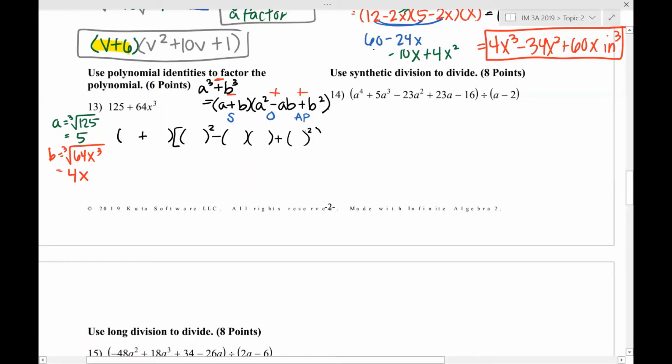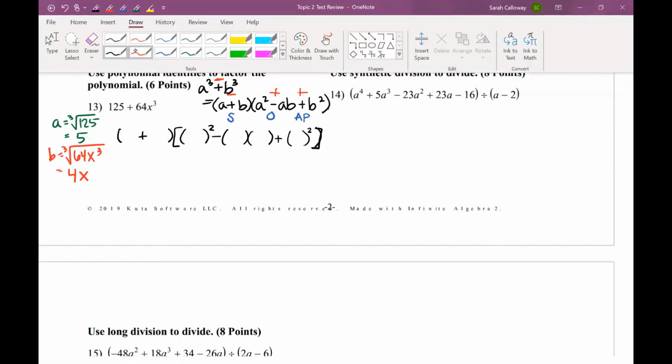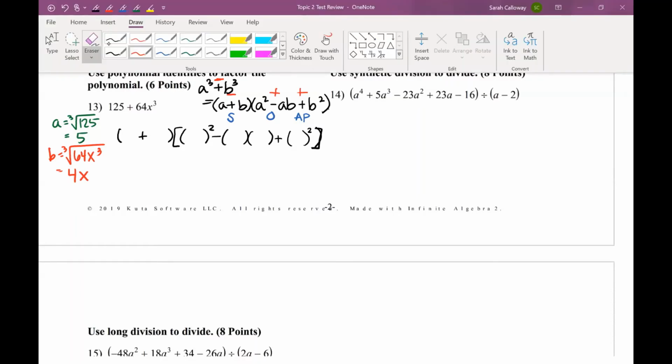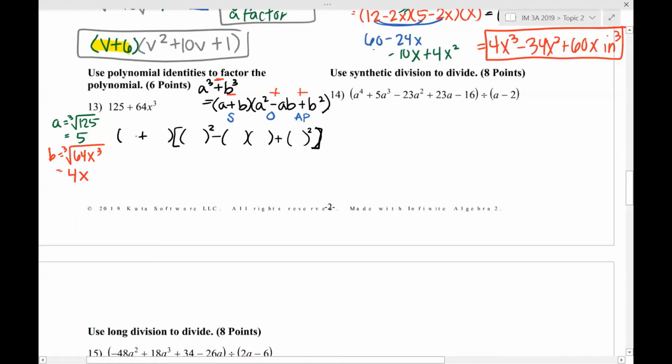So I'm just writing out, I should use a bracket because I used a bracket there. I'm just writing out the expression with blanks, and then I'm going to put the a's and the b's into their appropriate places. So if a is 5, the first term of the first expression is a, and the first two terms of the second expression are a. So 5 and 5. And then the last term and the last two terms are b. So b here is 4x, 4x, 4x.